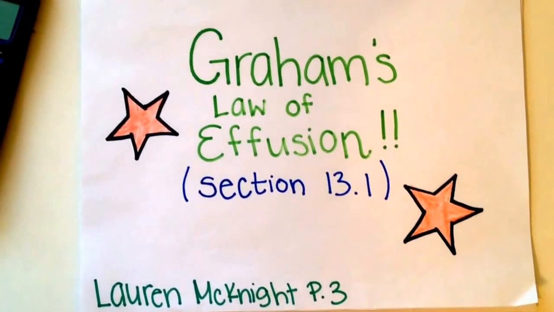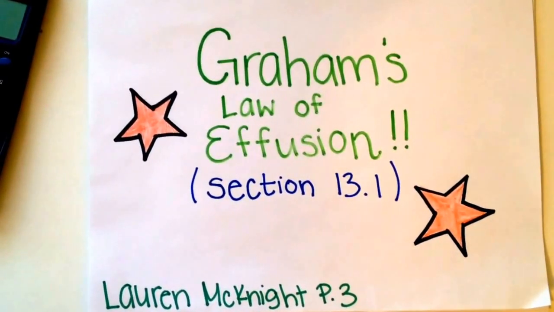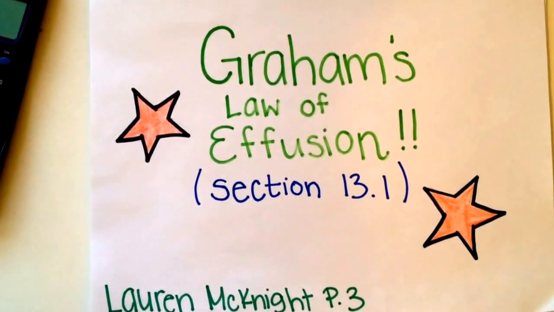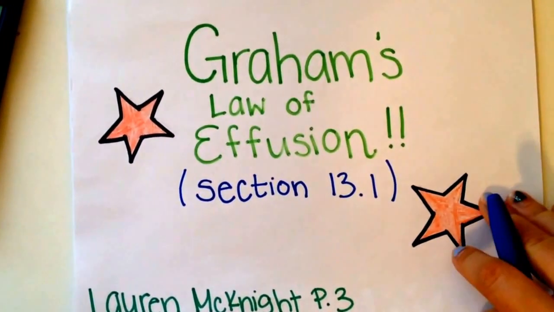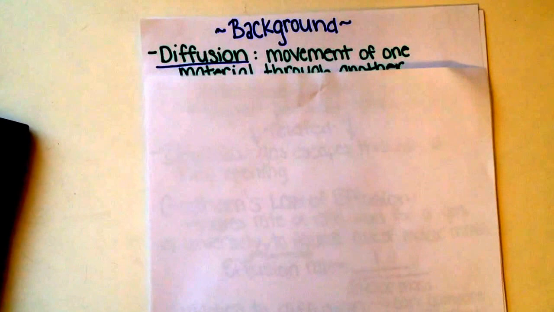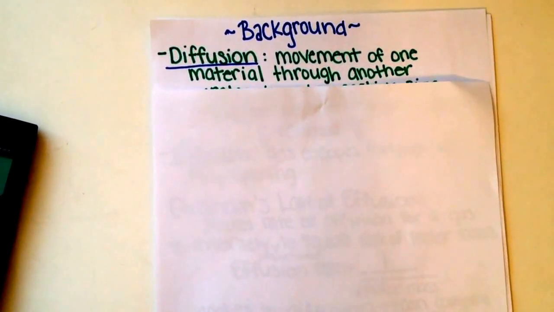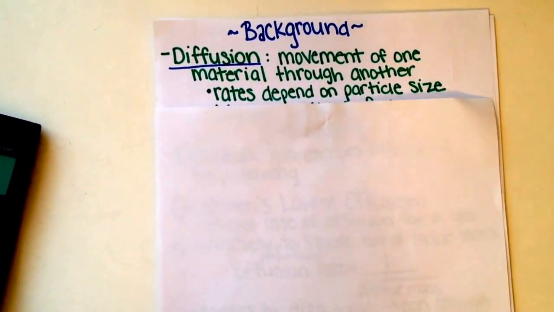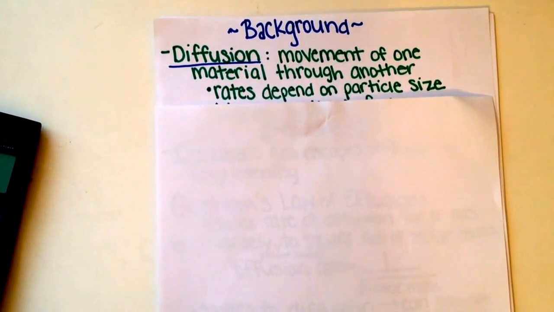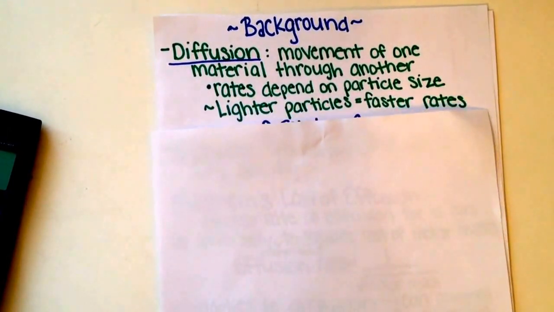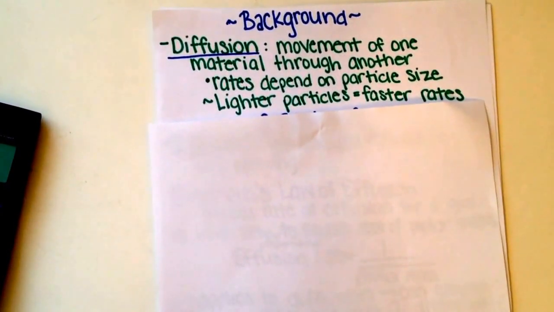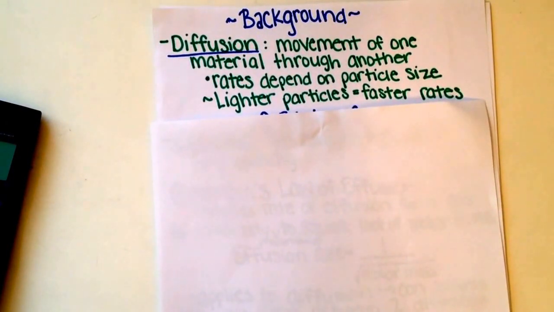In this video, I'm going to talk about Graham's law of effusion, which can be found in section 13.1 of the textbook. So, for a little bit of background, diffusion is the movement of one material through another material. Diffusion rates depend on particle size. So, this means that the lighter the particles are, the faster the diffusion rates are.